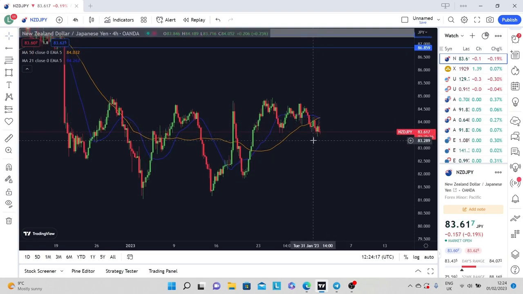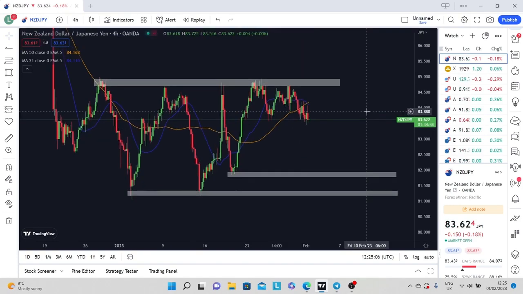But once again, we don't want to use this just as our confluence. So we're going to draw some support and resistance zones to help us gauge how we're going to put a buy in, how we're going to put a sell in, where we're going to put them in. So these are our major support and resistance zones. As you can see here, this has been acting as a nice resistance.